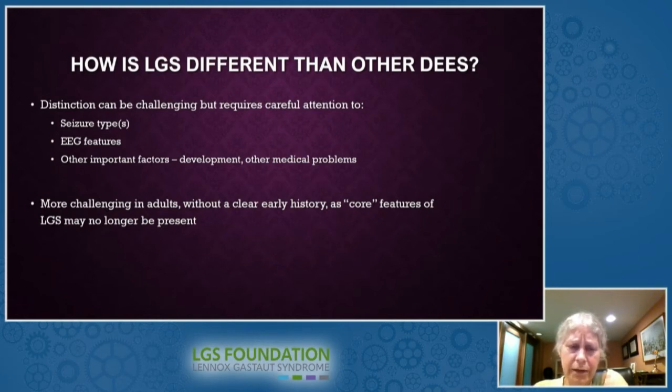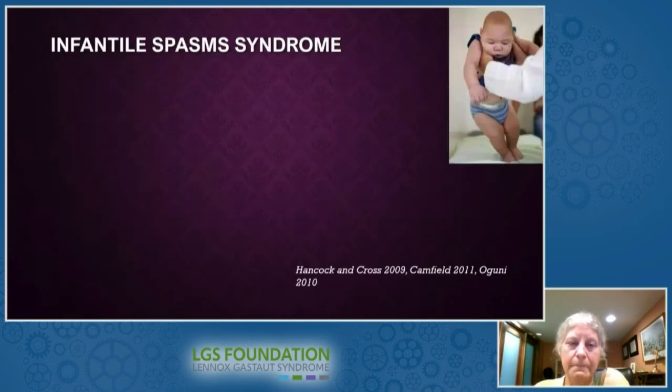Again, we had mentioned that this is more challenging in adults. If we do not have a clear early history, some of the core features of Lennox-Gastaut syndrome, as well as some of the other core features of other DEEs, may no longer be present. And so it's, I think, a little bit more challenging for our adult epilepsy colleagues.